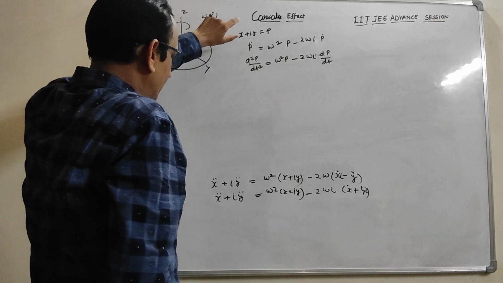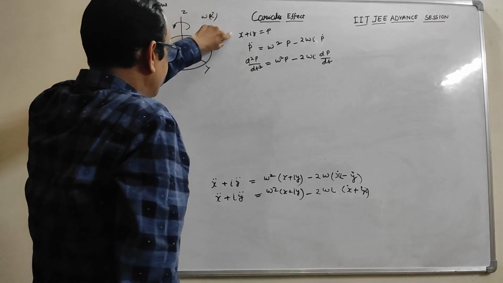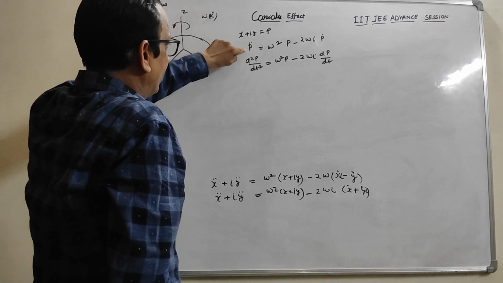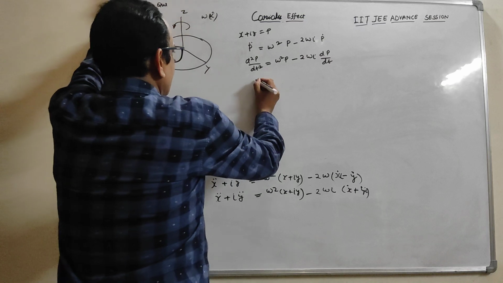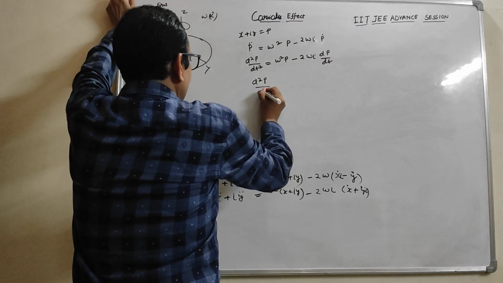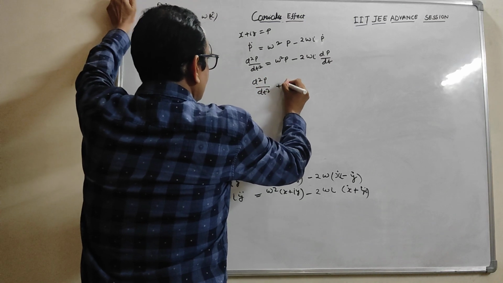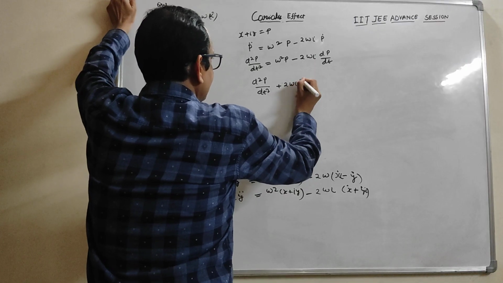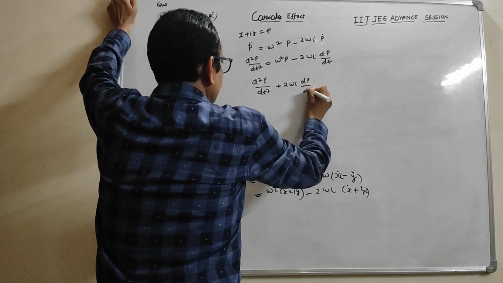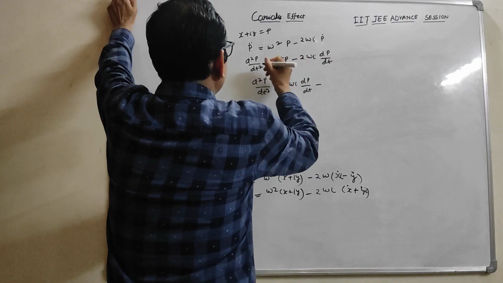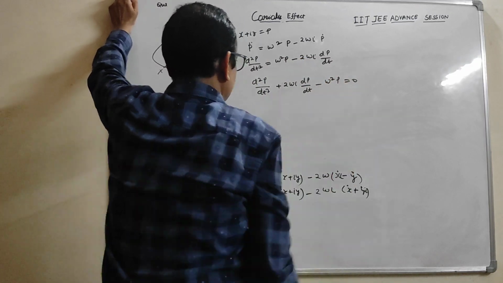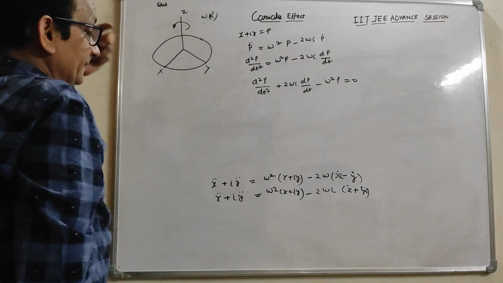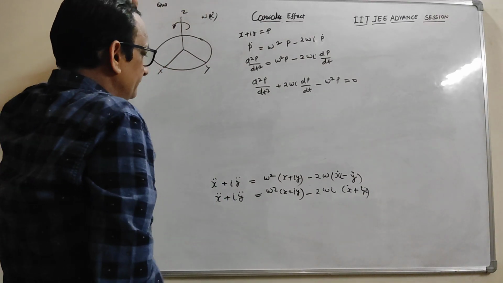x dot is equal to dx over dt. Then we can write p double dot is equal to d2p. This is the second order differential equation, d2p over dt square plus 2 omega i dp over dt minus omega square p is equal to 0. So this is the second order differential equation.